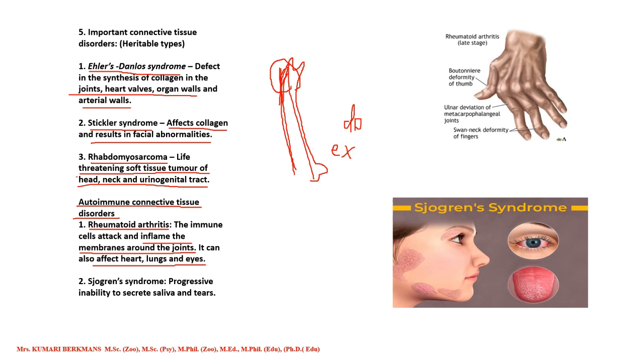You can see this is a severe condition at a later stage in rheumatoid arthritis. So all the joints will be like this. So severe pain you feel. So be careful about this one. So take care about your immune system. Whatever is required for the immune system, you have to take care.